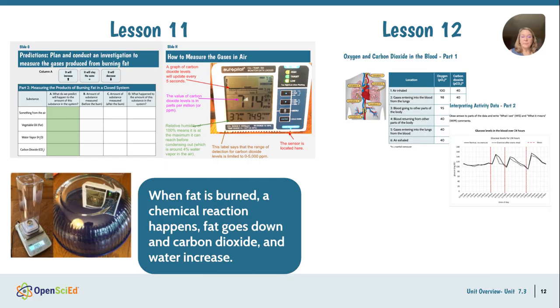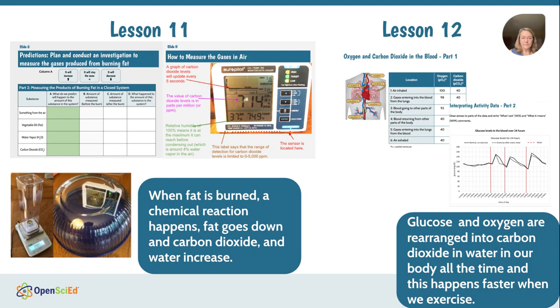So we observe multiple sources of data, such as oxygen and carbon dioxide in the blood at different locations of the respiratory system, and glucose in the blood over 24 hours, and figure out that chemical reactions are happening in our cells. And when these chemical reactions happen in our body, glucose and oxygen is rearranged into carbon dioxide and water and releases energy that the cells can use, the body can use. This is called cellular respiration.